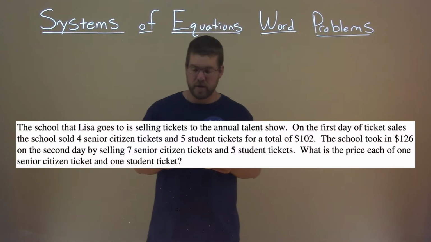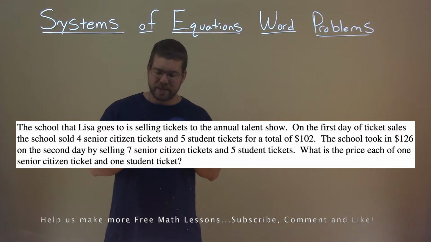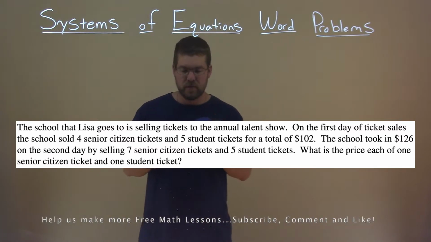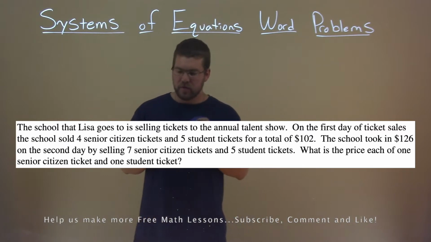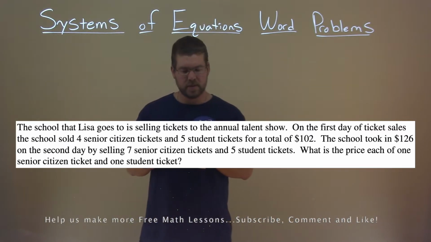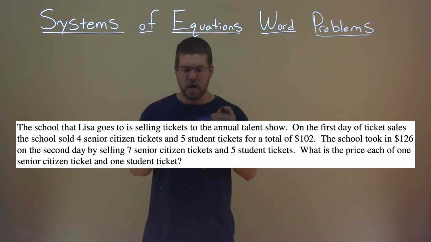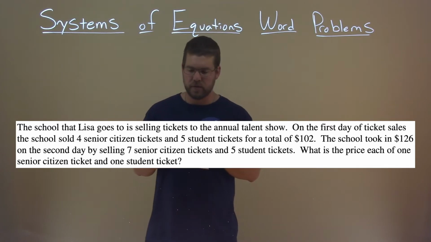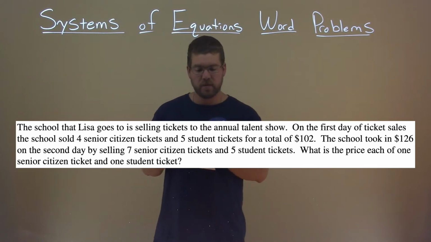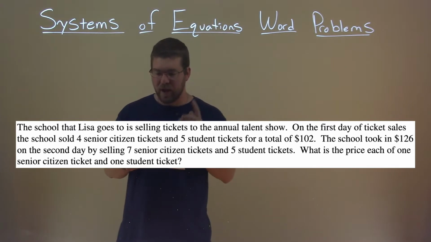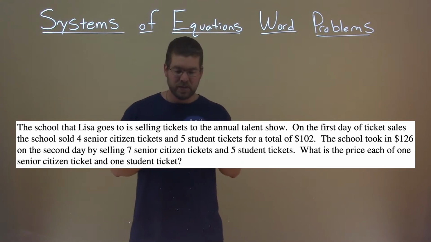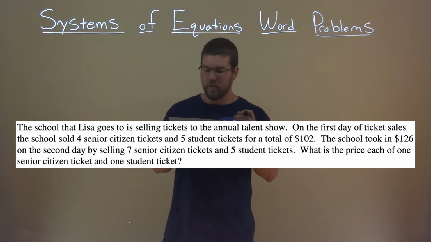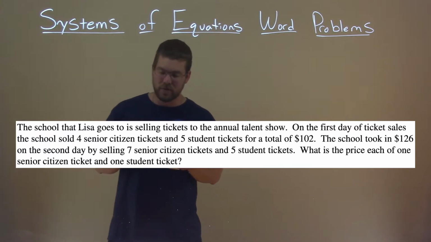We're given this problem right here. The school that Lisa goes to is selling tickets to the annual talent show. On the first day of ticket sales, the school sold 4 senior citizen tickets and 5 student tickets for a total of $102. The school took in $126 on the second day by selling 7 senior citizen tickets and 5 student tickets. What is the price of each of 1 senior citizen ticket and 1 student ticket?